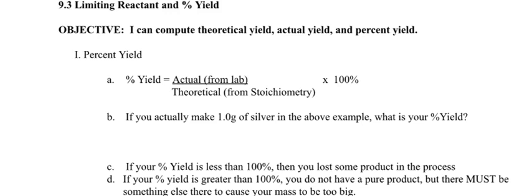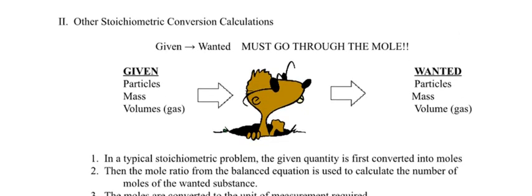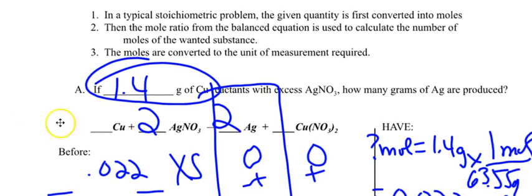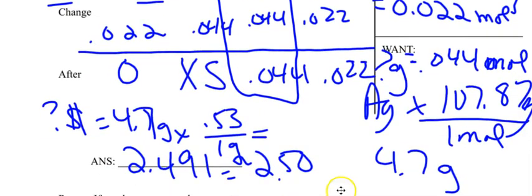Now if we go back and look at what we did on Friday, here are our notes from Friday. We weighed out 1.4 grams of copper. So then we figured out we had 0.022 moles of copper. And then what else did we assume? We assumed we had excess of silver nitrate. What did we make? Well, if we go down here, we end up making 4.7 grams of silver. And this is how much money I was going to get, $2.50.